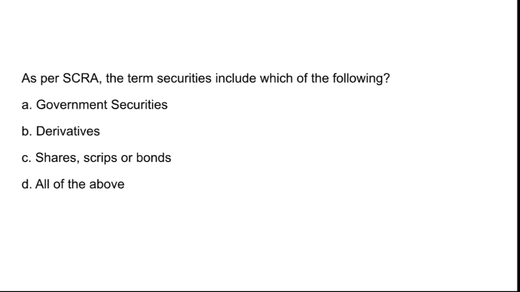Okay, let us now go to the questions. First is, as per SCRA, the term securities includes which of the following? Options are A, government securities, B, derivatives, C, shares, scrips and bonds, D, all of the above. So like I mentioned, securities is basically all of the above. Like I showed you the definition of securities in SCRA, this is what is given.